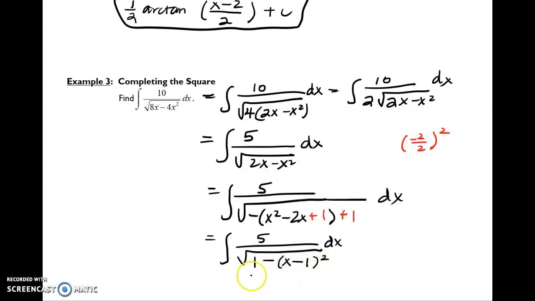Now this is in the form of arc sine. My u is x minus 1. The derivative of that is just 1, so I'm good to go there. And then 1 is my a squared, so my a is just 1. So this will give me 5 arc sine of x minus 1 plus c.